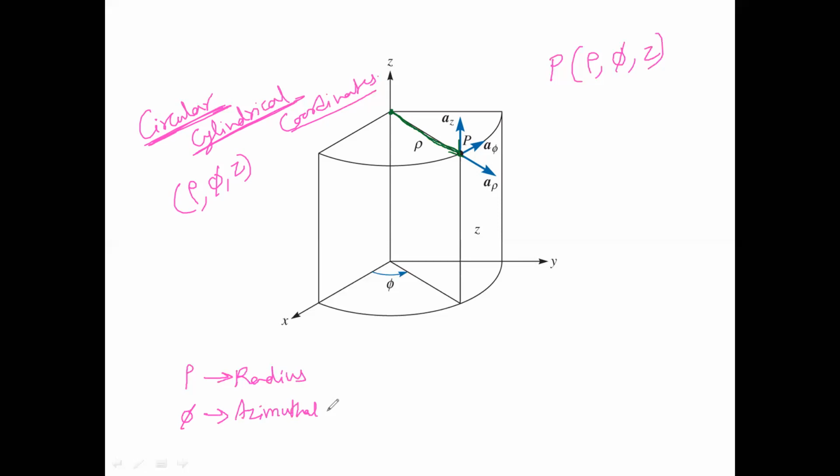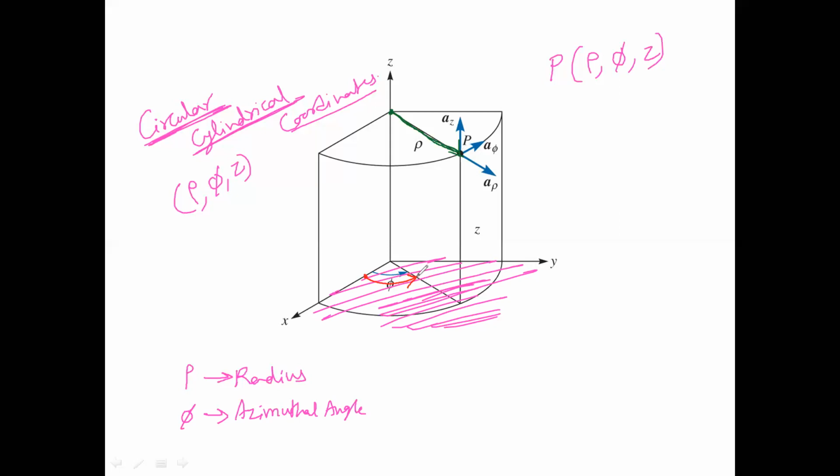Azimuthal angle. Here the azimuthal angle is measured from the x-axis in the xy plane. This is the xy plane. In this plane, take the angle from the x axis towards the y axis, whatever angle is made.